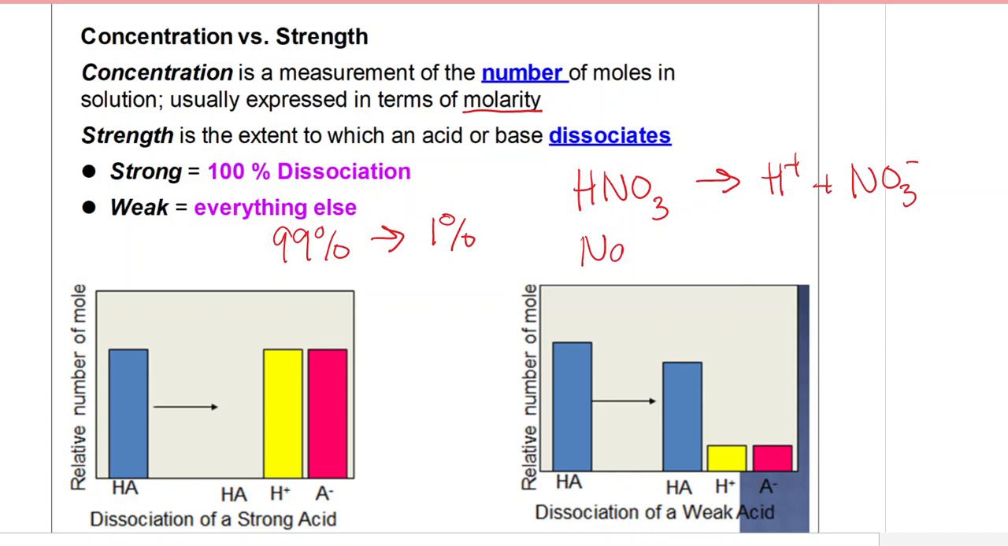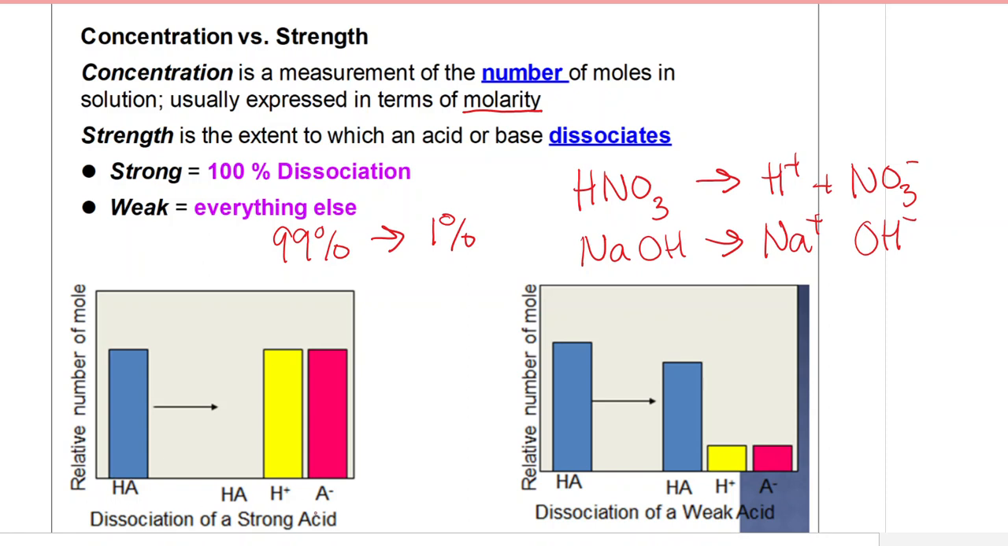Bases, it's the same idea. If we look at sodium hydroxide, there are also strong and weak bases. It's going to break up into its ions. So not everything is going to break up 100%. As we discussed with equilibrium, not every reaction is 100%. This little graph on the bottom kind of helps to show it.